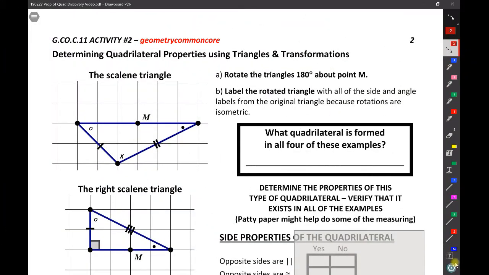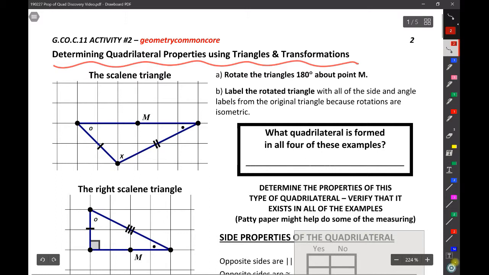Okay, so this is the exploration paper that I gave you, and you've got this out in front of you. Just a couple of quick observations. As I write some extra notes down on here, you're definitely going to want to write those notes down as well. And then you're going to be doing some things independently. Like I said, you'll be pausing and working with your shoulder partner or your group of 3 as we move along. So we are trying to determine some quadrilateral properties using triangles and transformations.